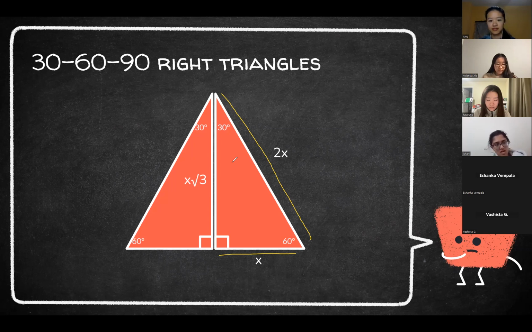And both 45, 45, 90 and 30, 60, 90 degree right triangles are pretty much the main right triangles if you are doing something more than Pythagorean theorem on them. So yeah, it's important to know these.